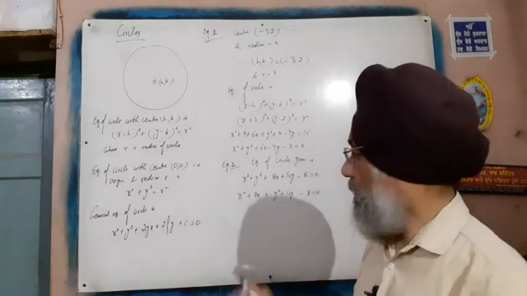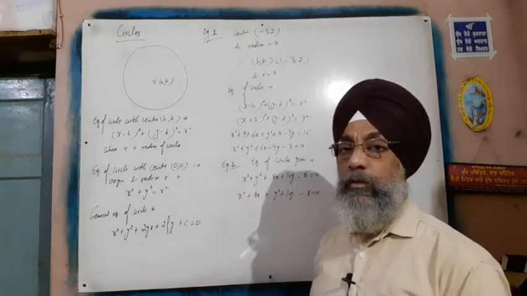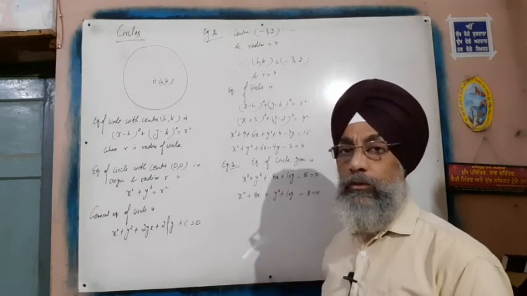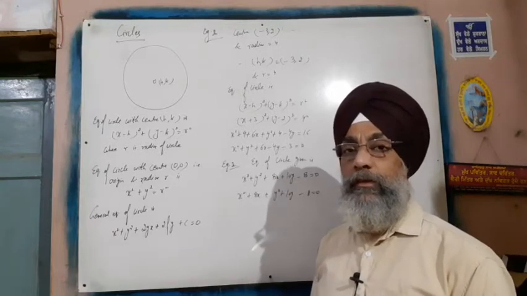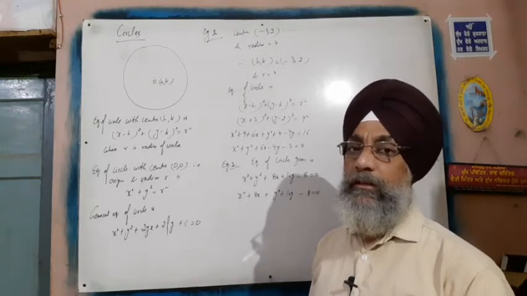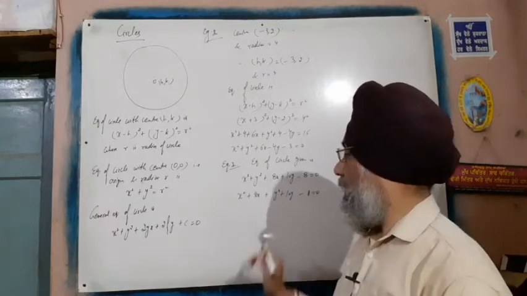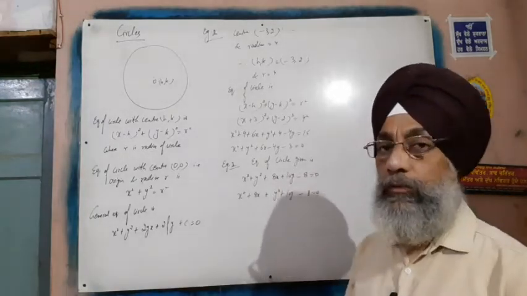For this, we apply the completing the square method here. First of all, we have to see the coefficient of x square, it is 1, so we don't require to divide and multiply by that. The second step, we have to see the coefficient of x, that is 8 here. So half of the coefficient of x becomes 4.